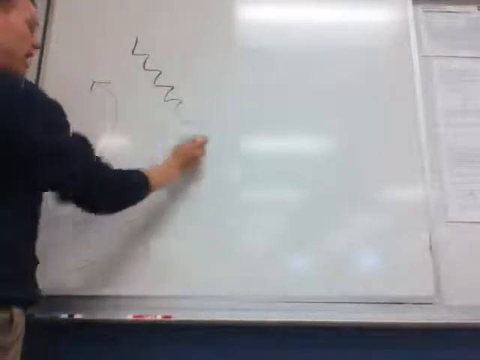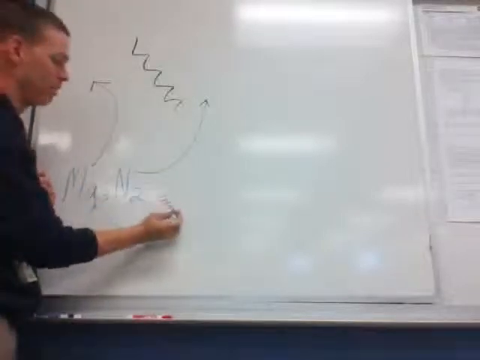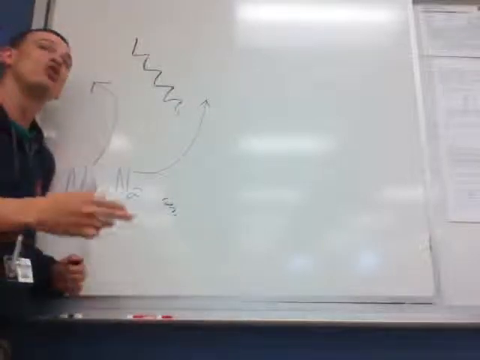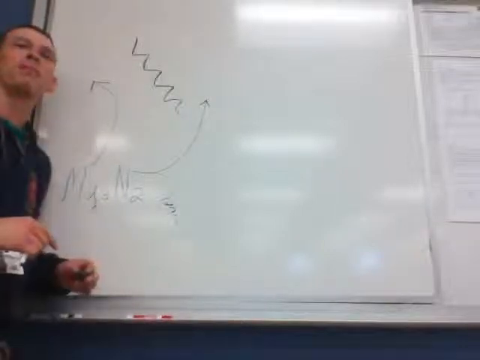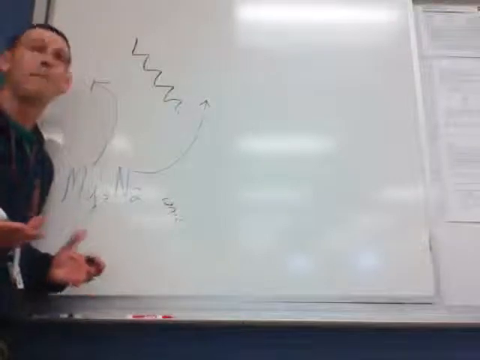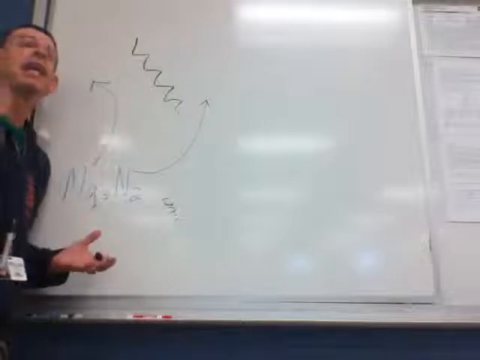magnesium lives on this side and nitrogen lives on that side. This is an ionic compound. You cannot apply covalent prefixes to an ionic compound. The only right way to name him is magnesium nitride. Magnesium nitride is the only right answer.